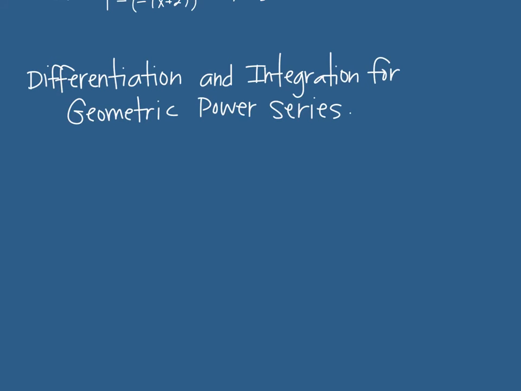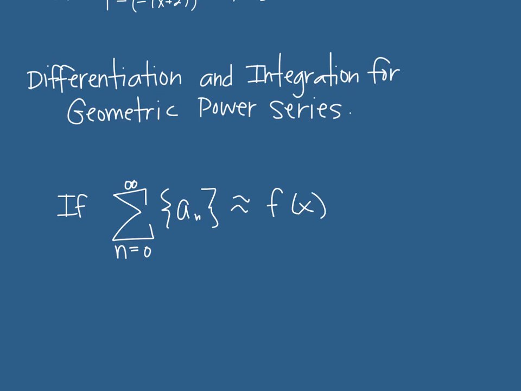Okay, so if the sigma, the sum to infinity, if it converges to f of x, which means it had to have met the convergence rules that we just did. Okay, so if it converges, then we can go both directions on this.